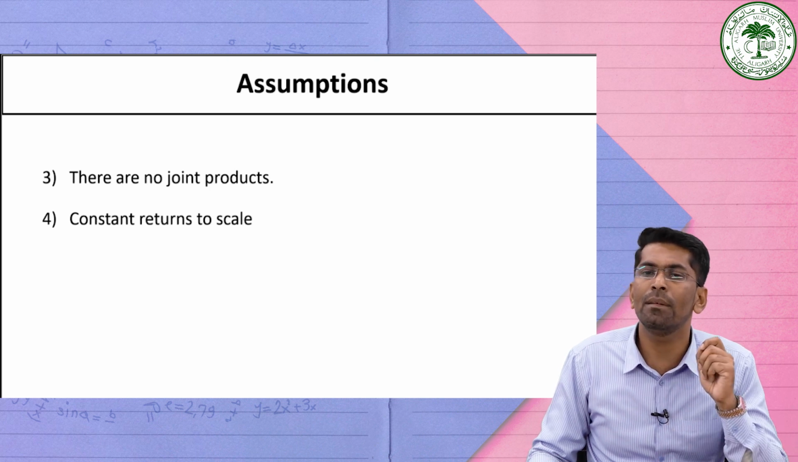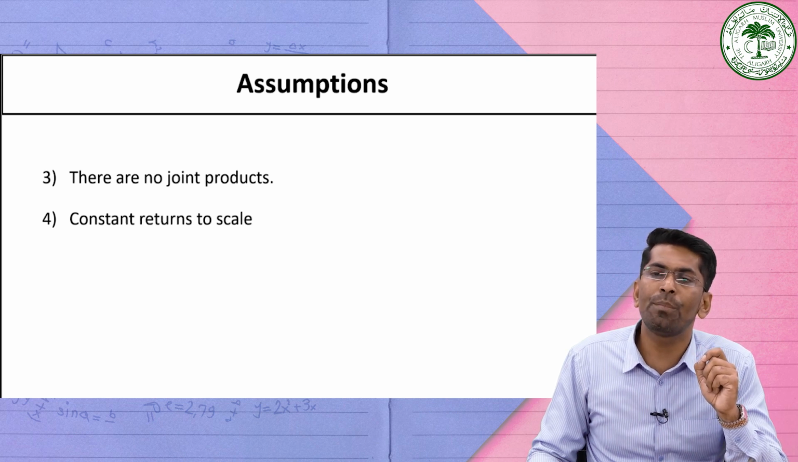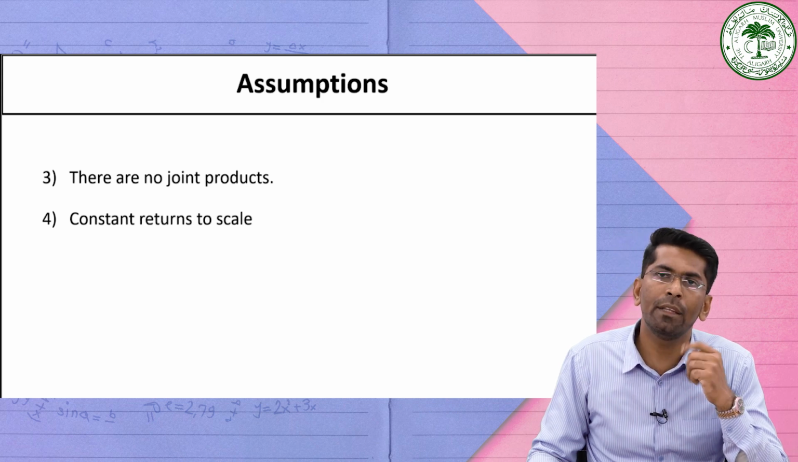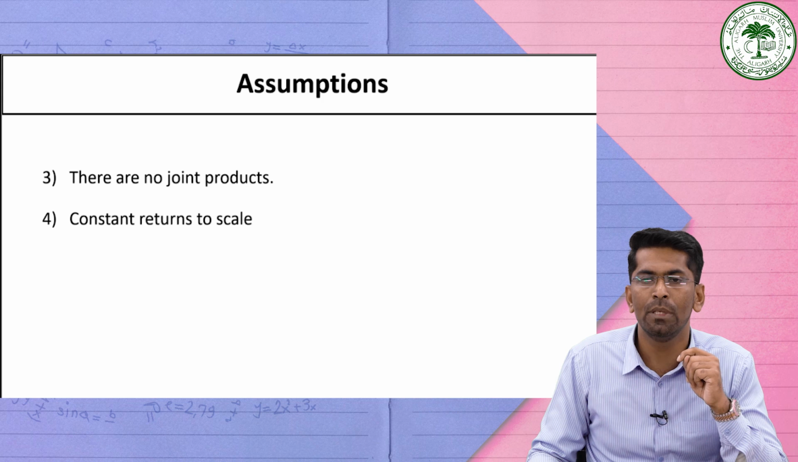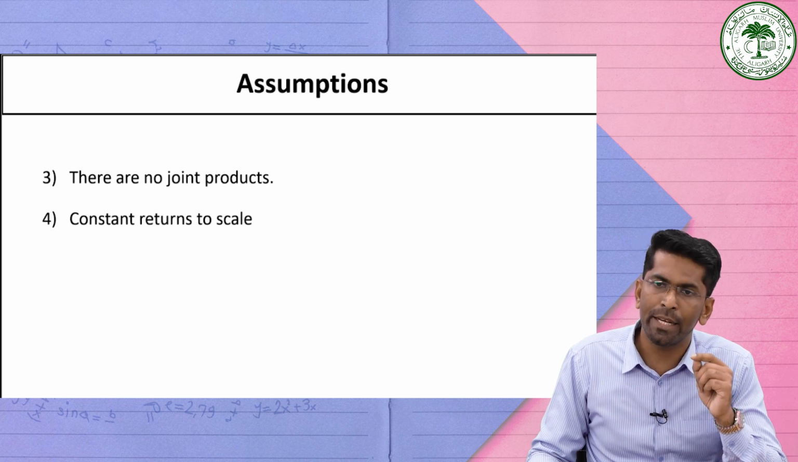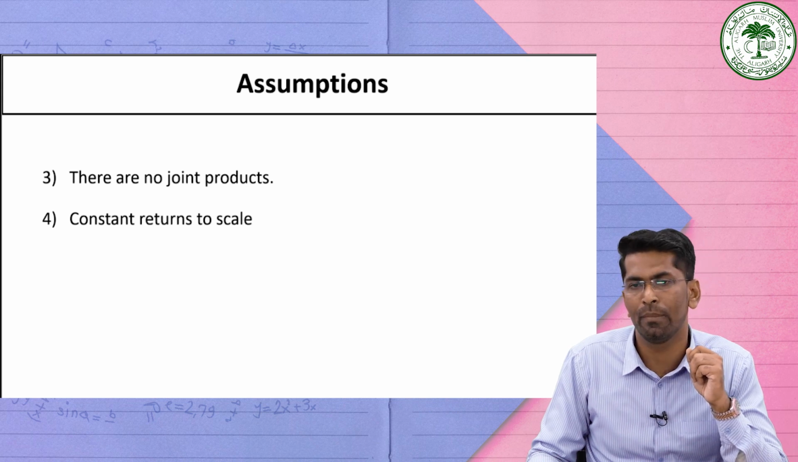This assumption points out that if all the inputs to the production process are increased by a certain proportion, then the output will also increase by the same proportion. Otherwise, we can also say that doubling all the inputs will result in the doubling of output. So one of the implications of this assumption, constant return to scale, is that each producing sector satisfies the property of a linear homogeneous production function.